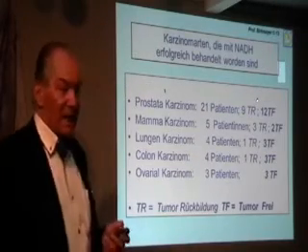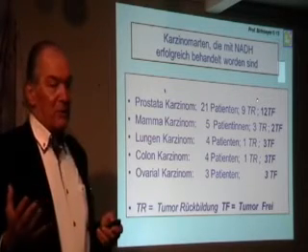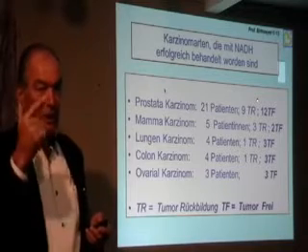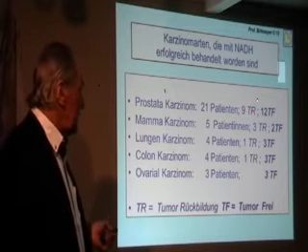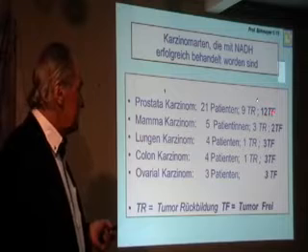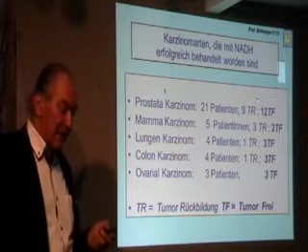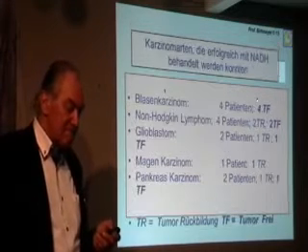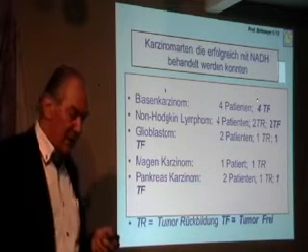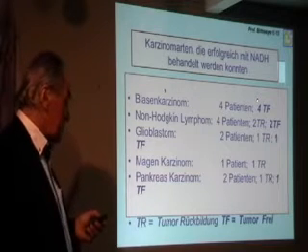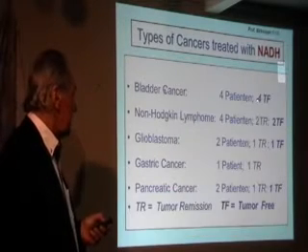And this is a summary of all my cancer patients I have treated since 2009. We had 21 prostate cancer patients, no surgery, no chemotherapy, no radiotherapy, and to explain it a little bit further, TR means tumor regression and TF means tumor-free. So prostate cancer, mammary carcinoma, lung cancer, colon cancer, we have also bladder cancer, non-Hodgkin lymphoma, brain tumors, and gastric carcinoma, as well as pancreatic carcinoma. So this is the same in English, sorry.